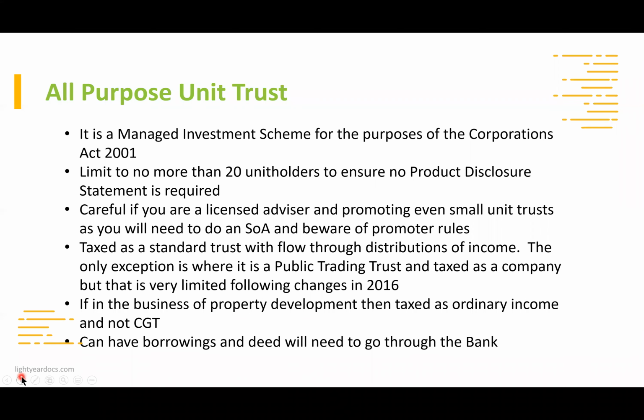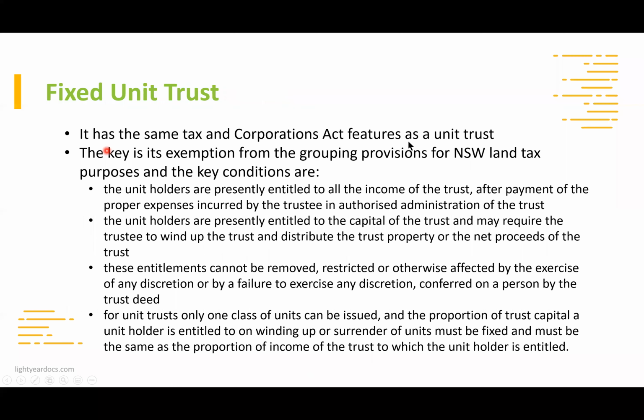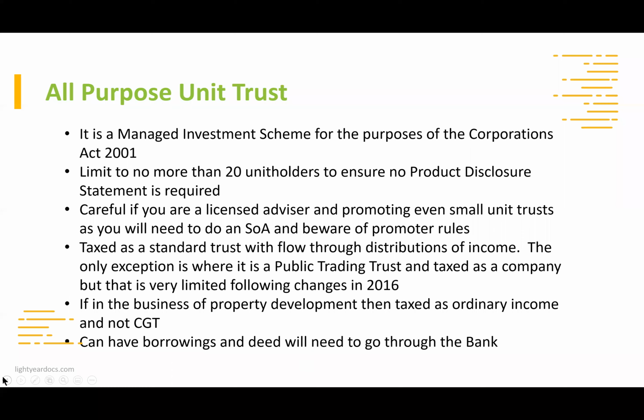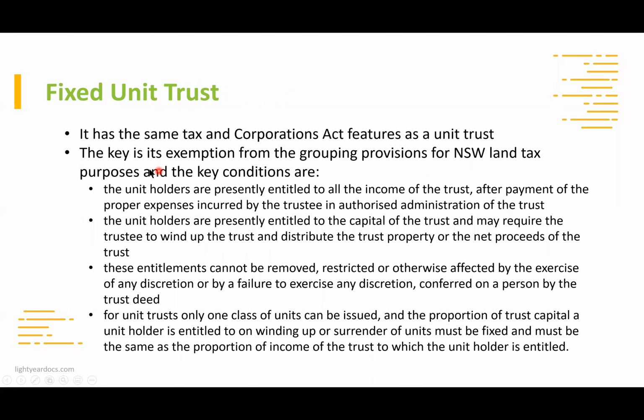A fixed trust, though, is, as I said, the same as we had a look at before. So it's exactly the same page as we had there. By the way, all of these slides will be available for you when we put them up on the site, and I'll show you where they are a little bit later on. But it's the same as the all-purpose unit trust. Essentially, there's an exemption there. Under New South Wales Land Tax, we tend to group all entities that are part of it. But if it's a fixed trust, then it's not part of the group.